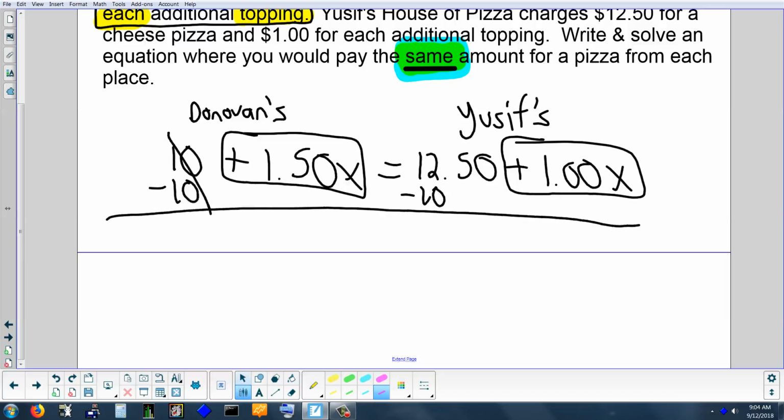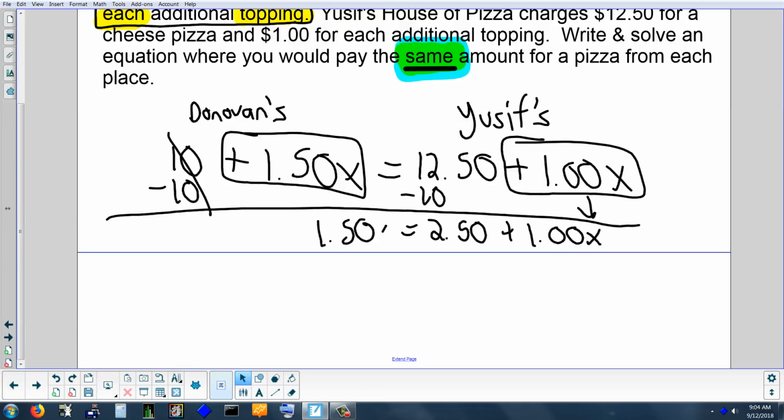All right? This cancels out. I got 1250 minus 10. What do I get? 250. All right. I'm going to bring down the 1x. I haven't done anything with it. I'm going to bring down the equal sign. I'm going to bring down the 150x.